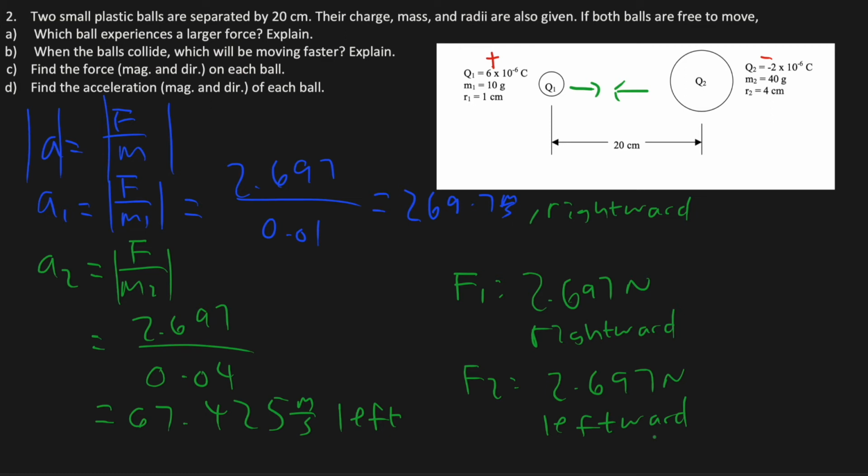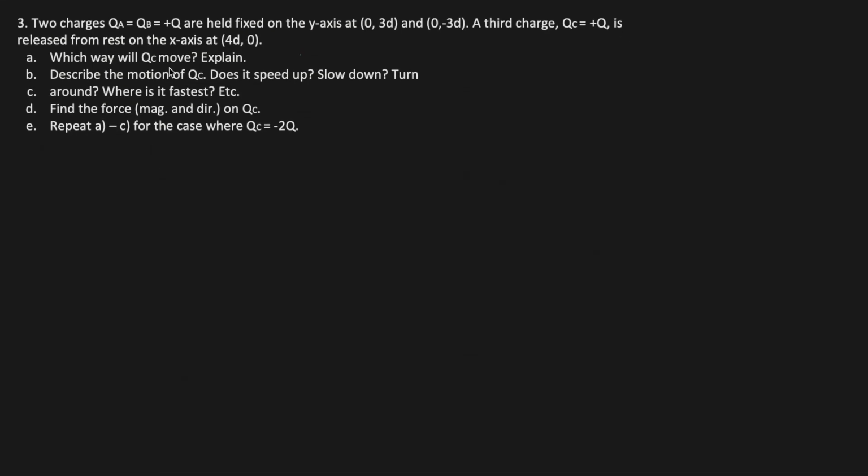Now let's take a look at problem 3. Two charges, QA and QB, equal to positive Q, are held fixed on the y-axis at (0, 3D) and (0, -3D). A third charge, QC, also equal to positive Q, is released from rest on the x-axis at (4D, 0). Which way will QC move? Explain. For this type of question, it is important to draw a picture first.